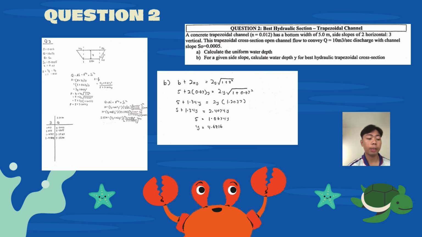For question B, firstly we must use the formula b plus 2zy equal to y square root of 1 plus z square. After we calculate and put the data we have in the formula, we get y is 4.6816.